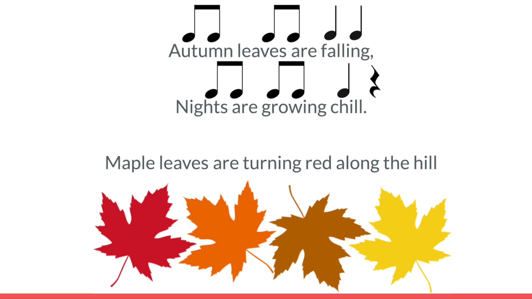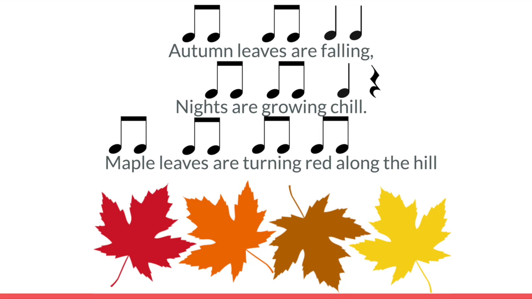Maple. How many sounds? Two, so it must be ti-ti. Leaves are. Two sounds. Ti-ti. Maple leaves are turning. Two sounds again. Ti-ti. Red along. Two sounds. Ti-ti. Along. One sound. Ta. Ta. One sound. Ta. Hill. One sound, ta.